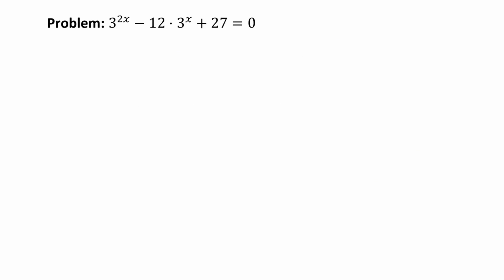All right, here's another one. We've got 3 to the 2x minus 12 times 3 to the x plus 27 equals 0. This is a bit of a strange one, and there's not a lot like this. But just so you know, I do want to show you one of these.